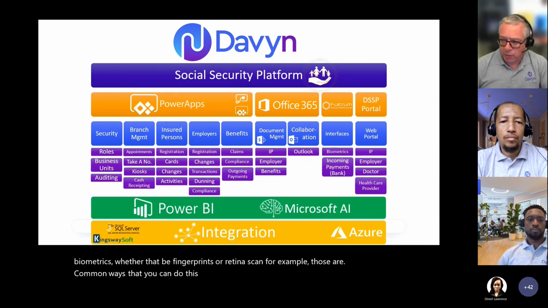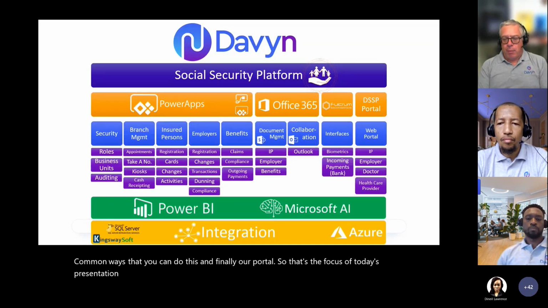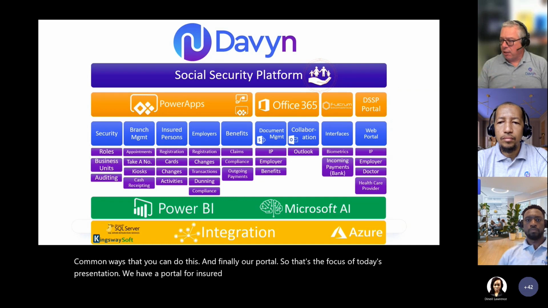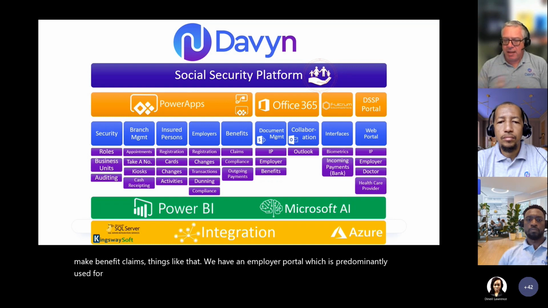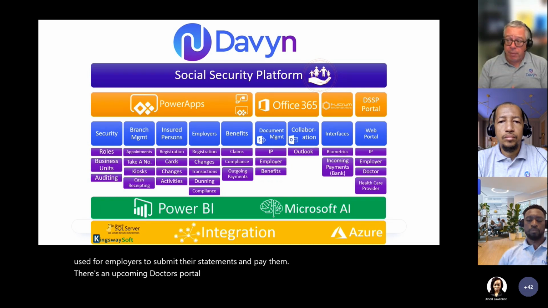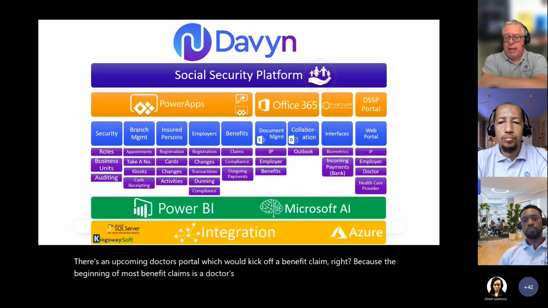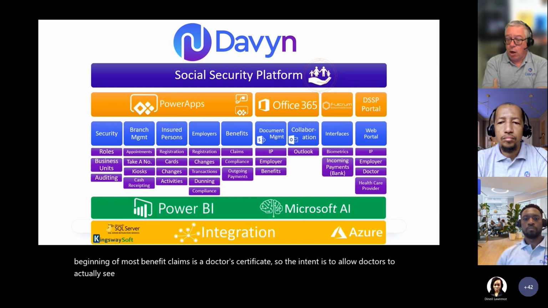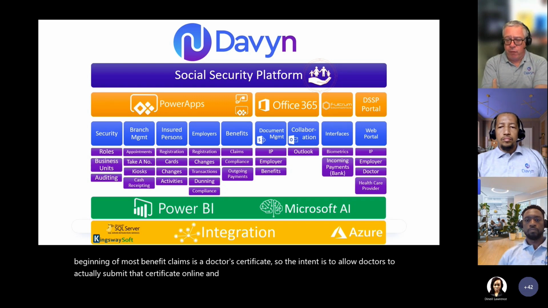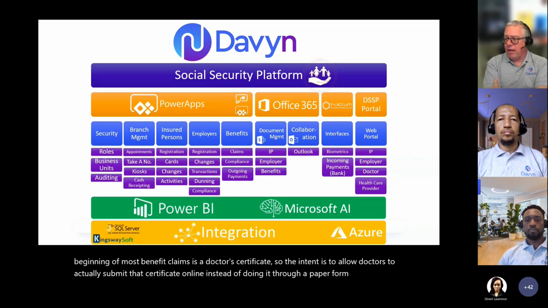And finally, our portal. So that's the focus of today's presentation. We have a portal for insured persons where they can go see contributions, make benefit claims, things like that. We have an employer portal, which is predominantly used for employers to submit their statements and pay them. There's an upcoming doctor's portal, which would kick off a benefit claim, right? Because the beginning of most benefit claims is a doctor's certificate. So the intent is to allow doctors to actually submit that certificate online instead of doing it through a paper form. And then eventually healthcare providers as well.